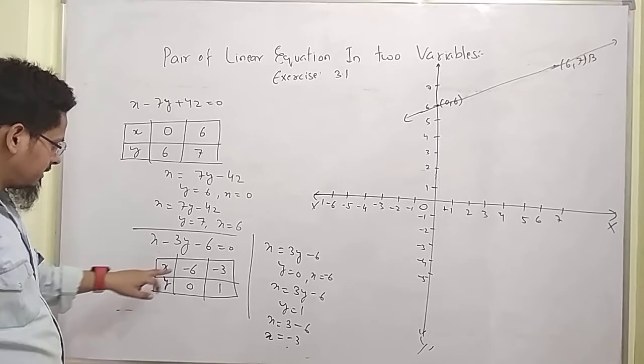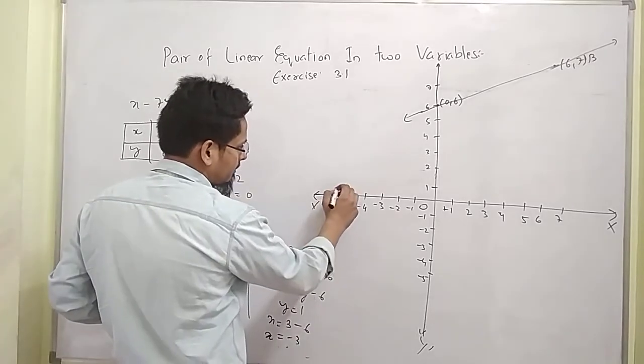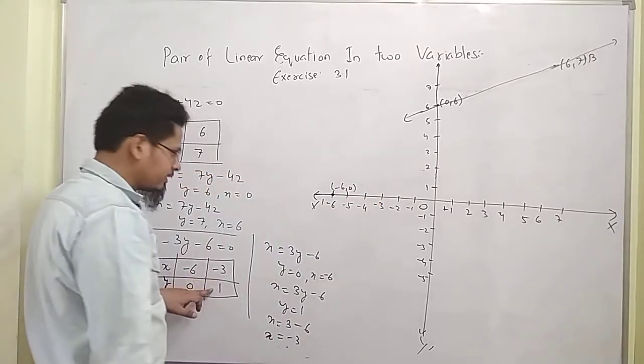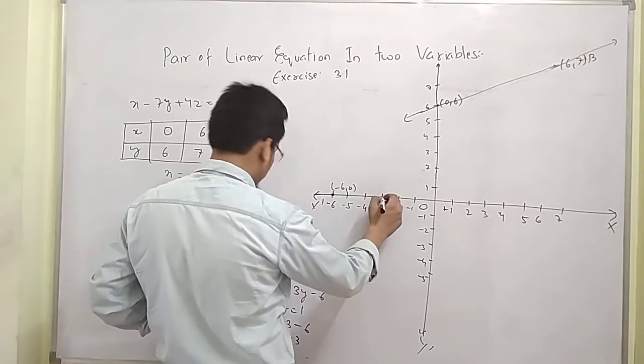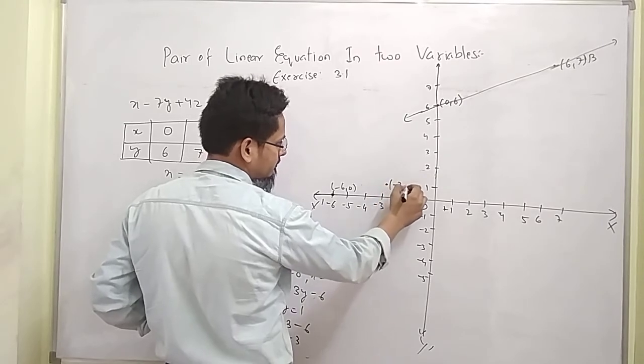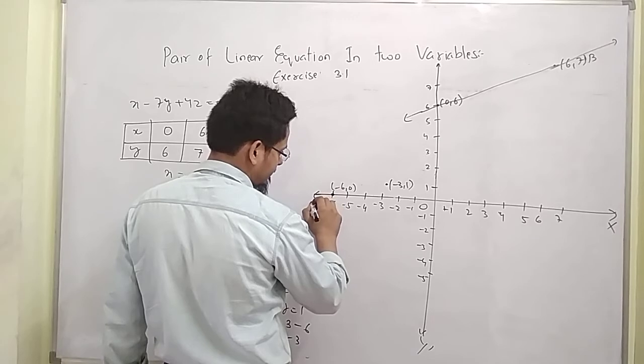The next point is minus 6 comma 0. We get this point, minus 6 comma 0, and the next point is minus 3 comma 1. Minus 3 comma 1, we will get this point. Okay, so it is a line.